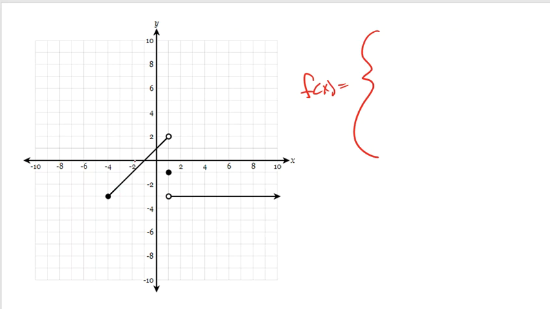Now, I do see a couple different things I got to address. First off, the first piece is a line. I love lines. They're easy to work with. But this line is only from -4 to 1. And it's not including 1, because I noticed on this line there's an open circle there. So the first line segment is only good from -4 less than or equal to x less than 1. So again, from -4 to 1, I'm going to use this line.